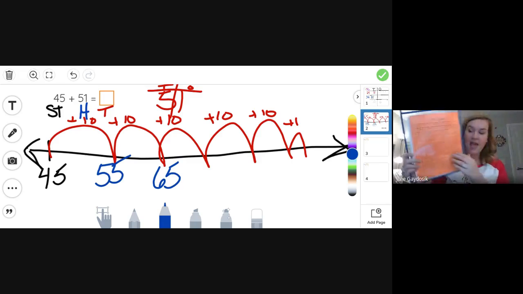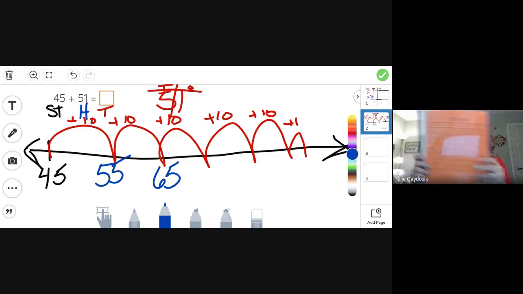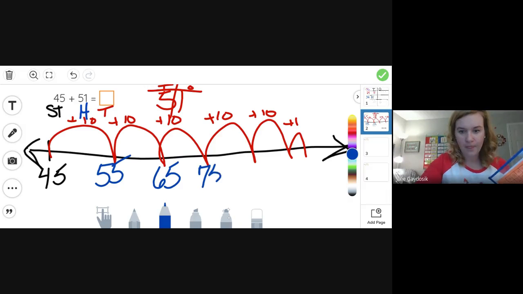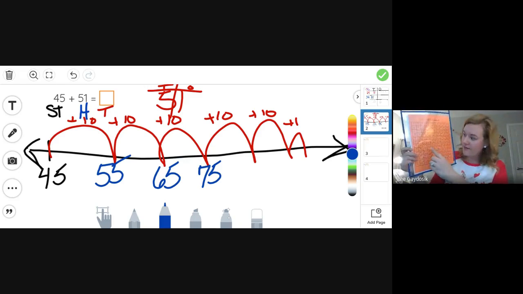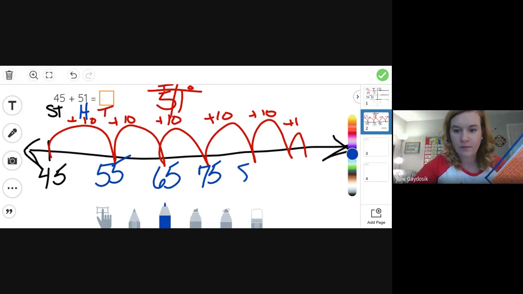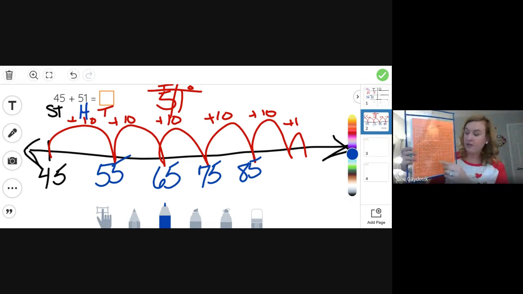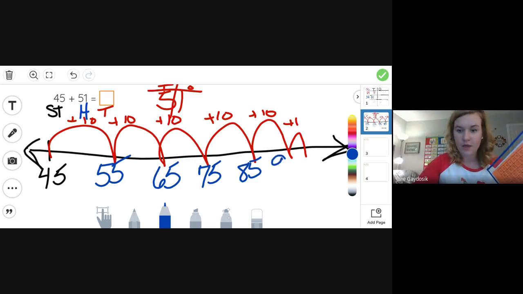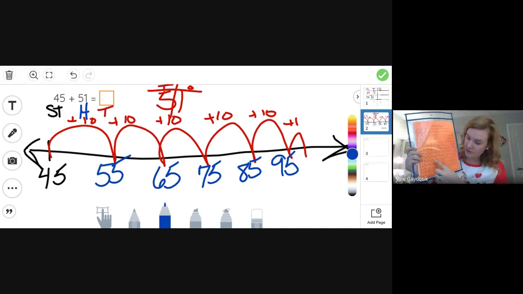This is review, don't forget. If you go to 65, 10 more than 65 is 75. Okay, if you go to 75, 10 more than 75 is 85. If we go to 85, 10 more than 85 is 95. Now remember, we're not hopping by tens anymore, so we're not going to go down here to 105. We're going to count by one, so we're going to go this way. So 1 more than 95 is 96.